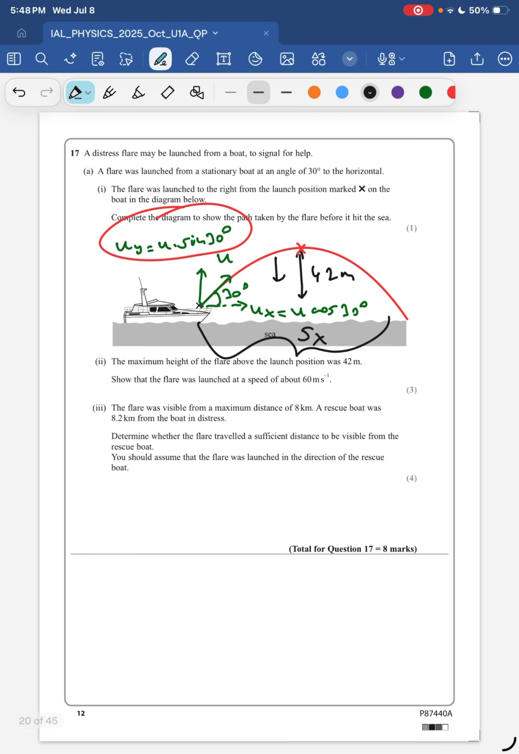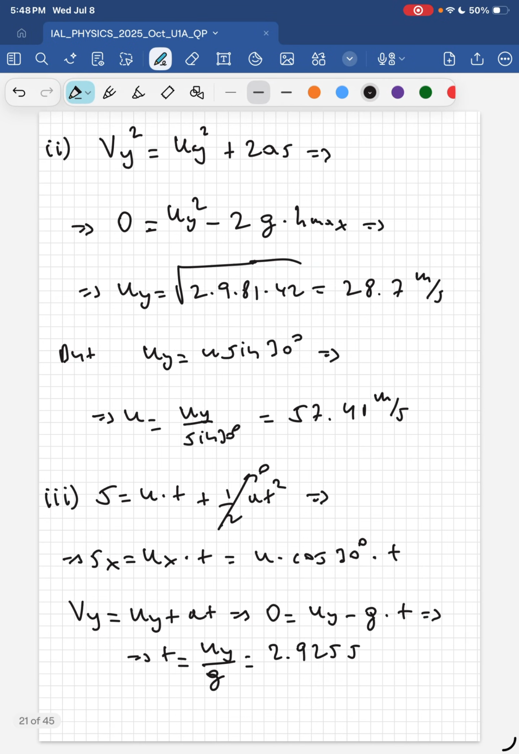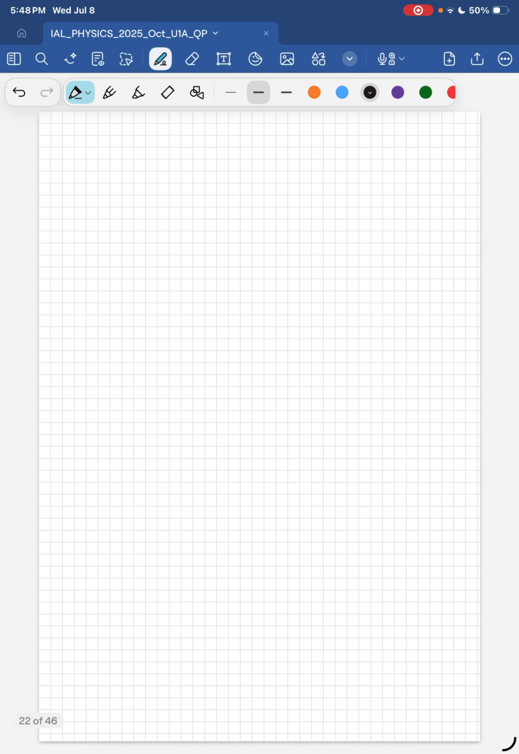It will need another 2.925 seconds to go down. Okay, so let's use another clean page. So the time of flight is 2 times the time needed to go up. So that's 5.85 seconds, I think. Yeah, that's the answer.